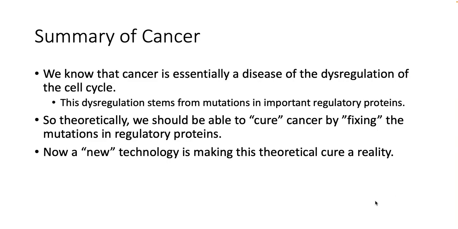So, your main takeaway from this should be that cancer is essentially a disease of the dysregulation of the cell cycle, and that this dysregulation of the cell cycle stems from mutations in important regulatory proteins that regulate the cell cycle. So, theoretically, we should be able to cure cancer by fixing the mutations in said regulatory proteins. Now, technology is making that theoretical cure a reality through CRISPR-Cas technology, and that's what we're going to go into next week.